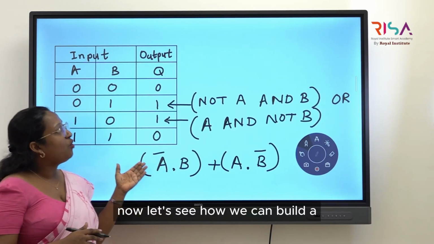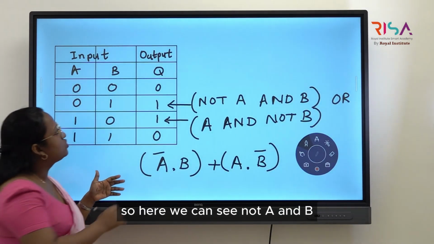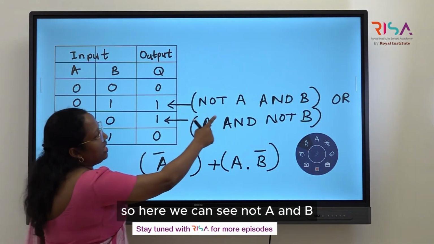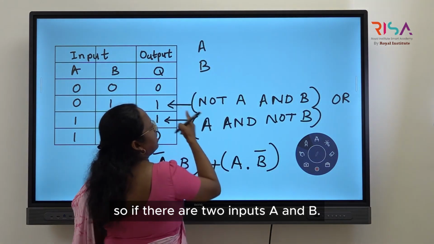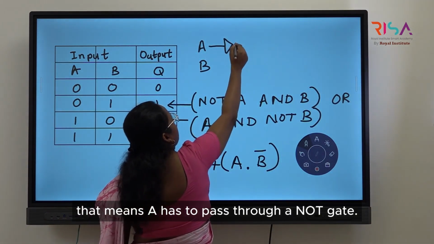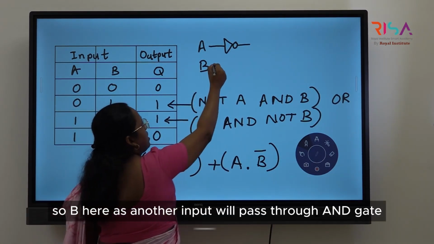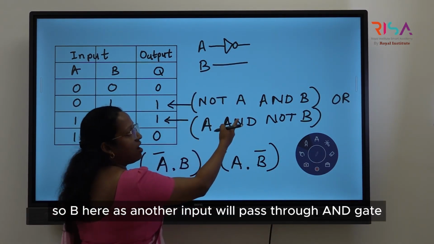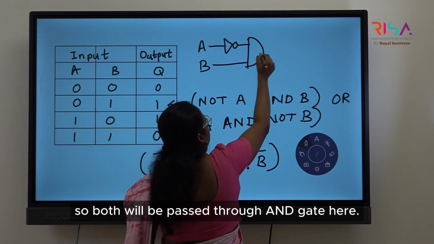Now let's see how we can build a logic circuit based on the truth table. So here we can see NOT A and B. There are two inputs, A and B, right? So we have to take NOT A. That means A has to pass through a NOT gate, right? Then NOT A and B, so B as the other input, will pass through an AND gate. So both will be passed through an AND gate here.